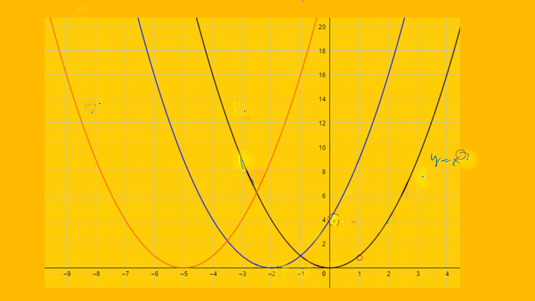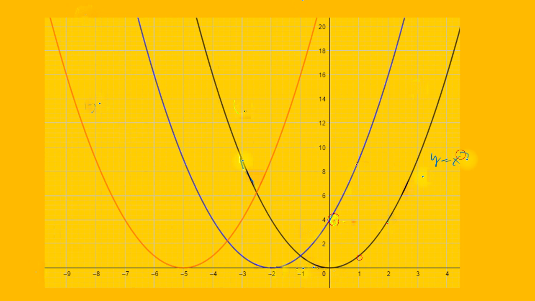From this one, it will move 5 units to the left to get this graph, the orange graph. So 1, 2, 3, 4, 5, because h here is negative 5. So you can get the other graphs just by looking at the value of h, whether it's going to the right or to the left. That is what we call horizontal shift.